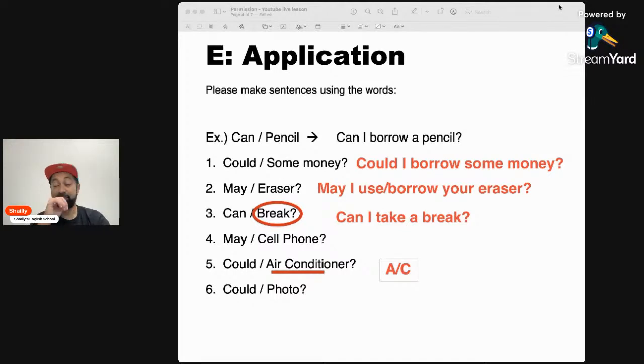Could and then air conditioner. Now, again, it depends on your situation. Maybe it's very hot in the room. Maybe it's very cold in the room. In both those situations, your verb will be different. All right, so could and AC. Who has an answer for this?